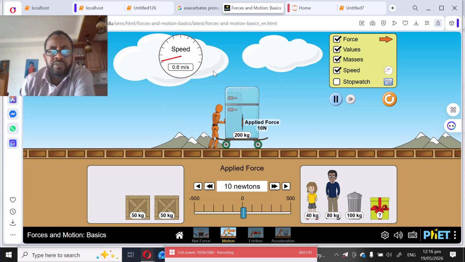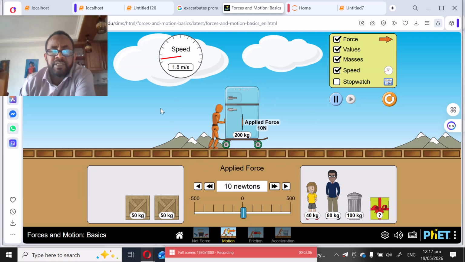So from this, what we can conclude is that acceleration and mass are inversely proportional. But for the same mass, or the same object, acceleration is directly proportional to force; force is directly proportional to acceleration.